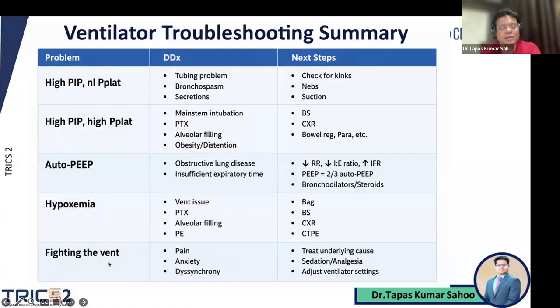Now, how is the patient actually fighting with the ventilator, whether it is due to pain, anxiety, or is there any dyssynchrony happening? You have to look at the ventilator setting, look at the patient, look at the monitor, and then you have to treat the overall problem.